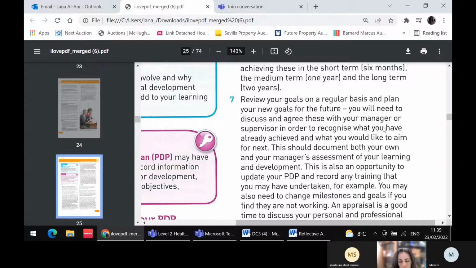This document, which is called appraisal, should be done regularly between you and the manager to assess your learning and training and development.